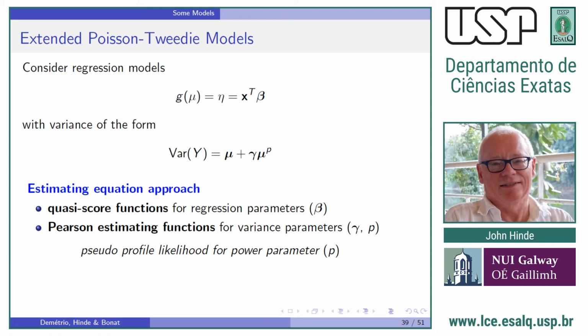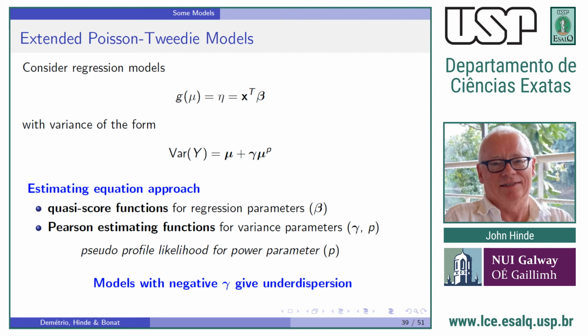How do you fit these models? Well, it's a bit of a pain, but it's doable. You can use a quasi-likelihood type method for the betas, and you can use the Pearson residuals effectively to estimate these variance parameters. And so you can calculate this power parameter and the gamma in the estimation process.